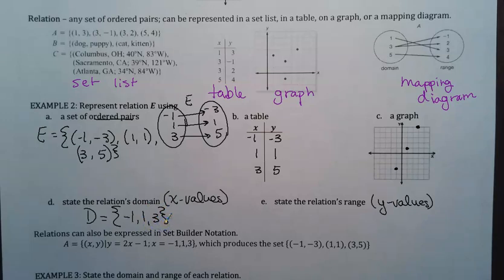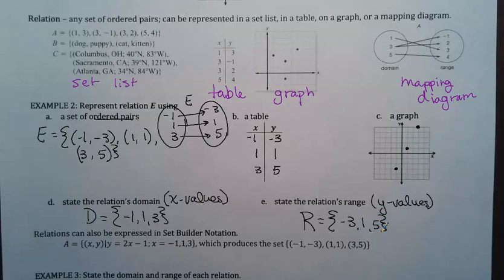All right, so to state the relation's range, which we know are the y values, we're going to use the capital R equals the brace. And what's the relation's range? -3, 1, and 5. Perfect.